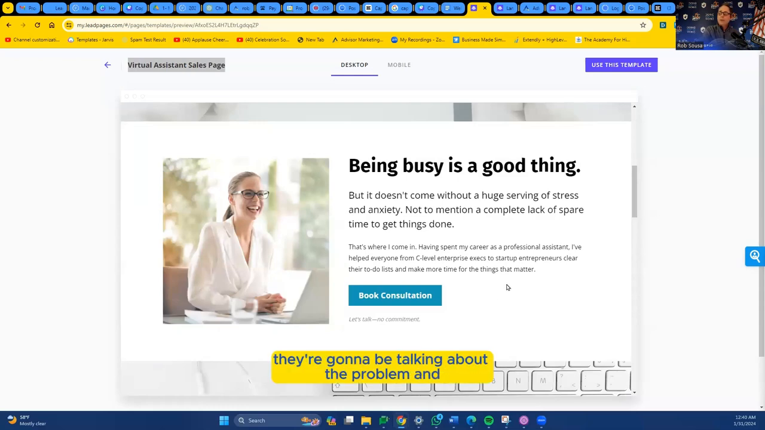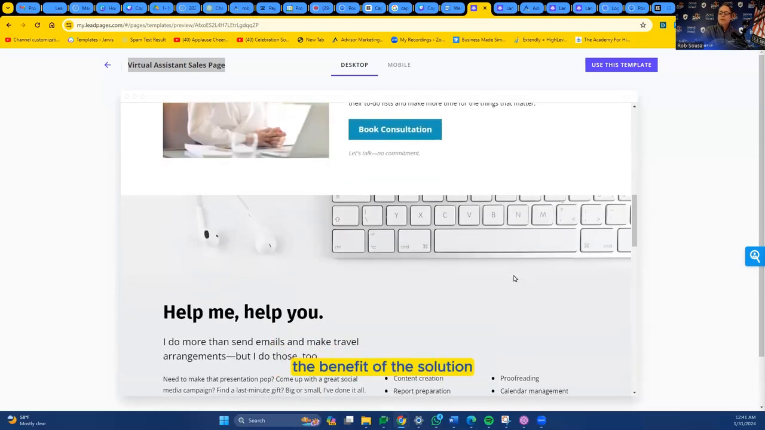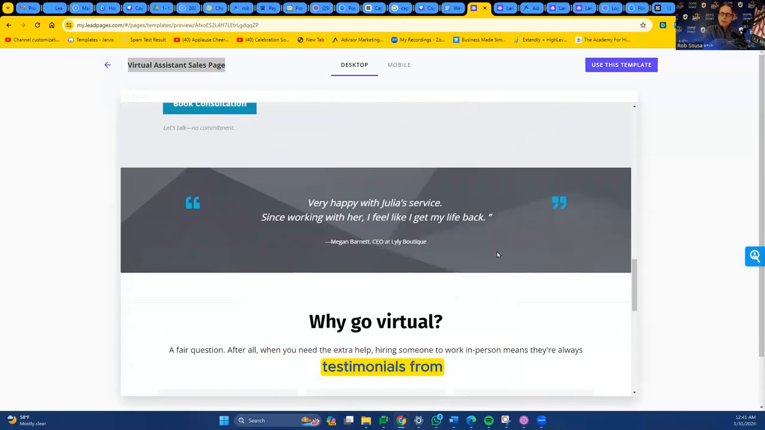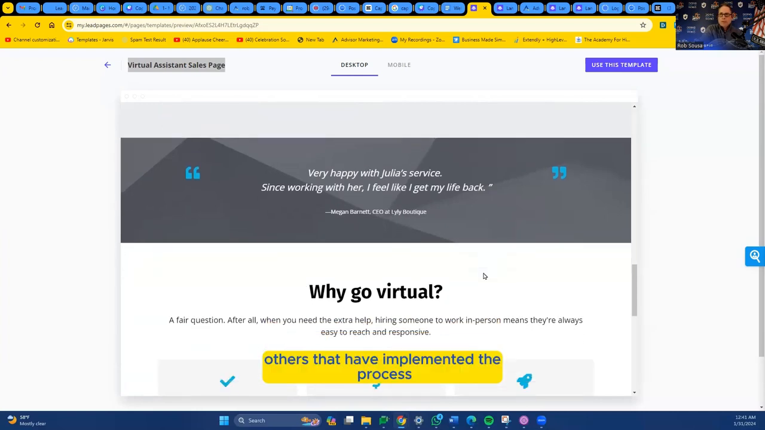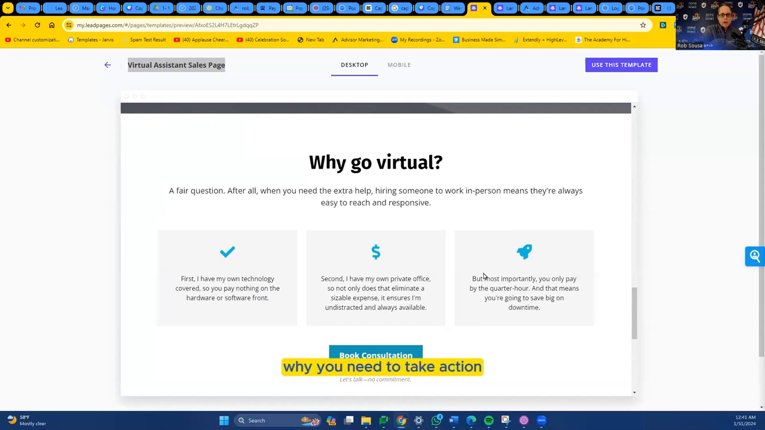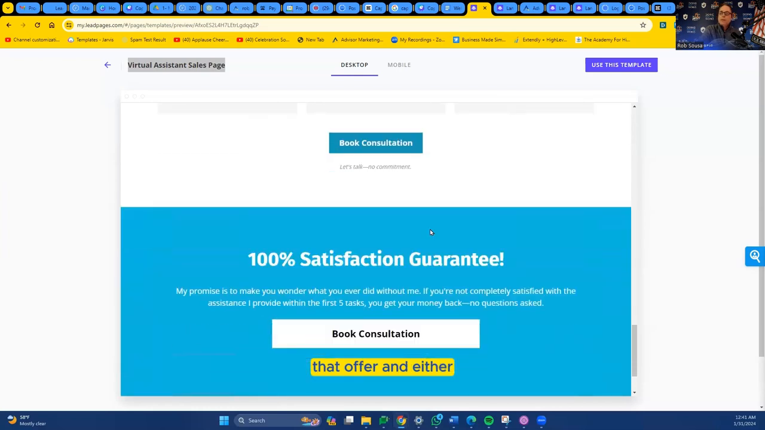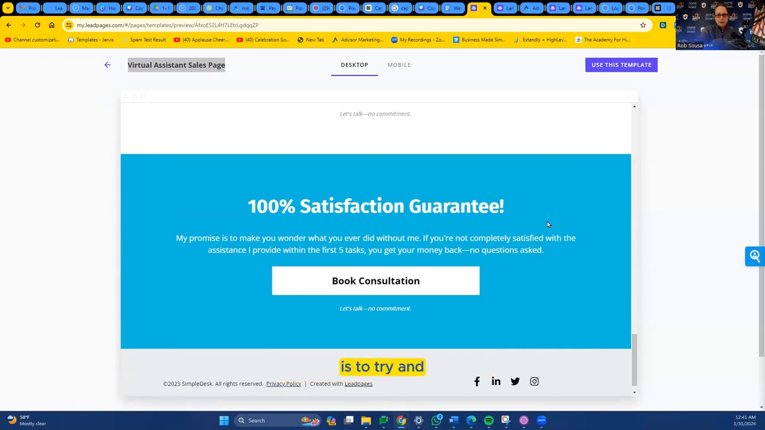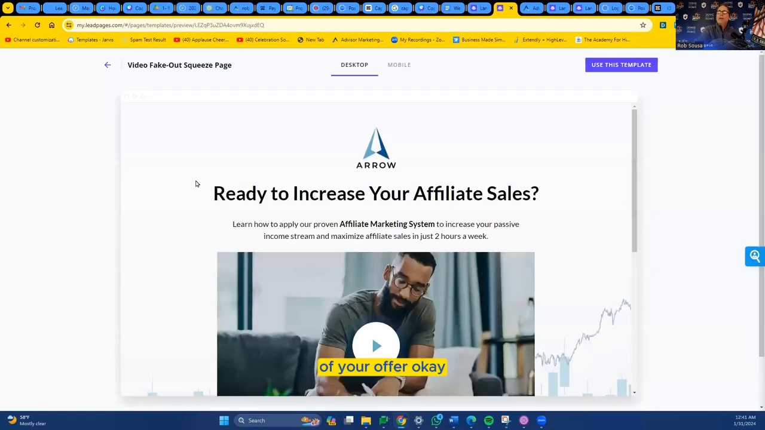And you see here, they're going to be talking about the problem and the benefit of the solution. They're going to talk about the process of implementing that solution, testimonials from others that have implemented the process, giving you an explanation of why you need to take action, giving them a sense of urgency to claim that offer and either book an appointment or join some sort of sales event that you have. And of course, reassurance at the end of every good lead capture website is to try and overcome their objections the best that you can and help them understand what is at stake if they don't take advantage of your offer. Okay, here's example number two.